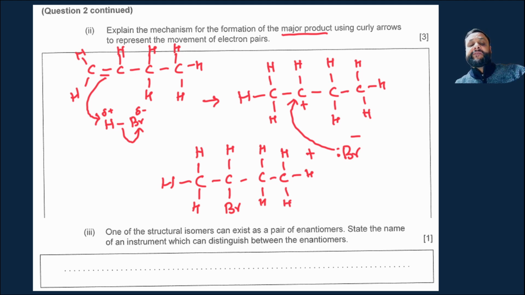So that will give us 3 marks here. I would say 1 mark for the first 2 arrows, 1 mark for the carbocation and arrow, which will give us the 2nd mark, and the product will give us the 3rd mark.